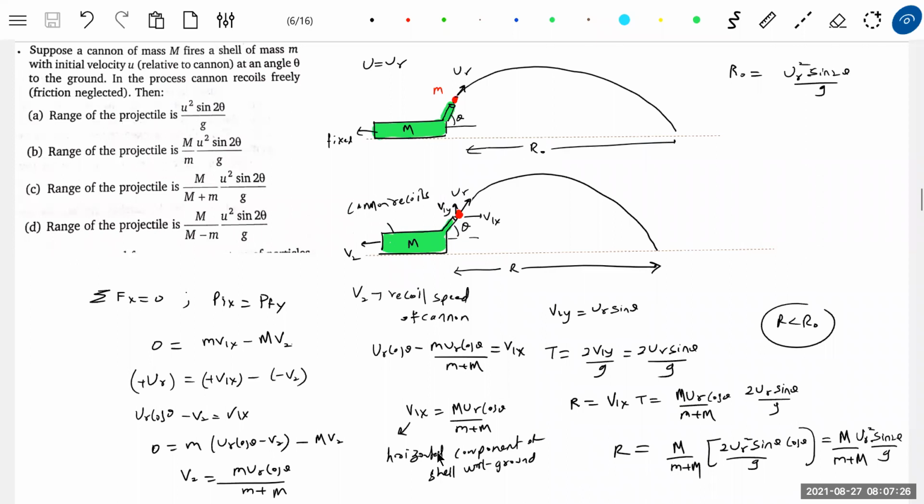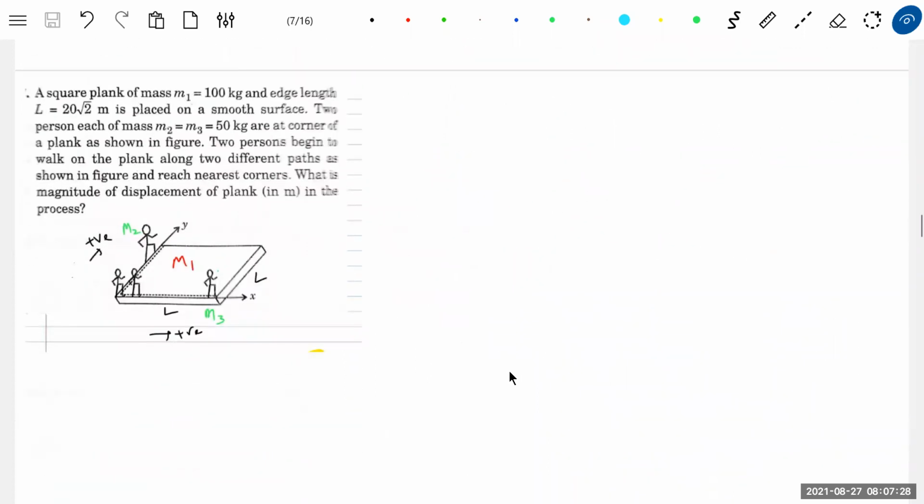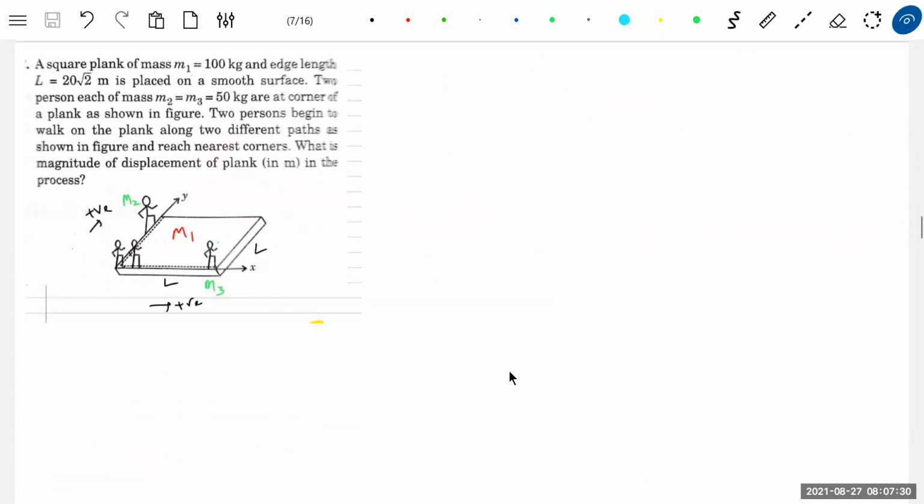Okay, next we'll take the next one. Square plank. Usually we discuss the recoil of a plank, no? But here what will happen? We have a square plank.